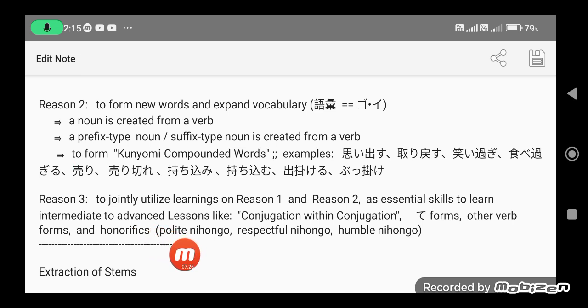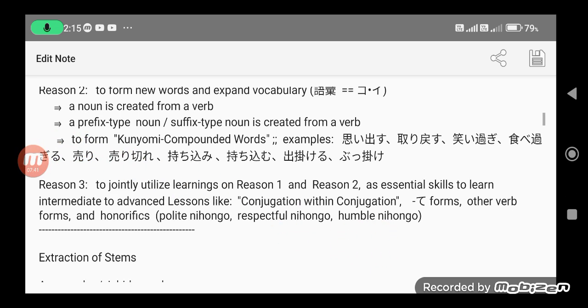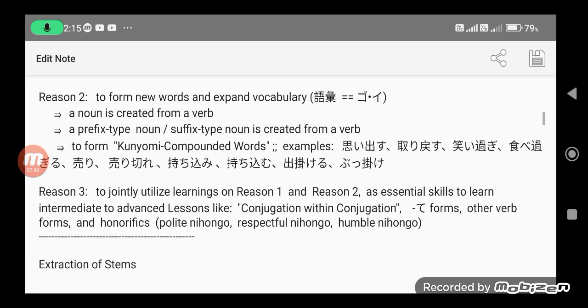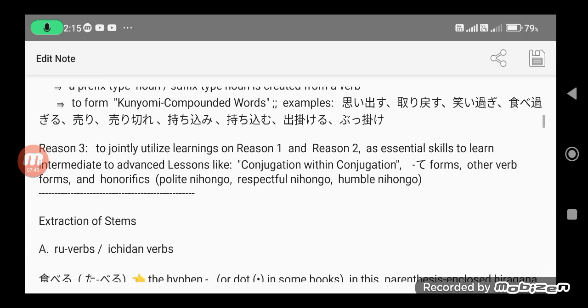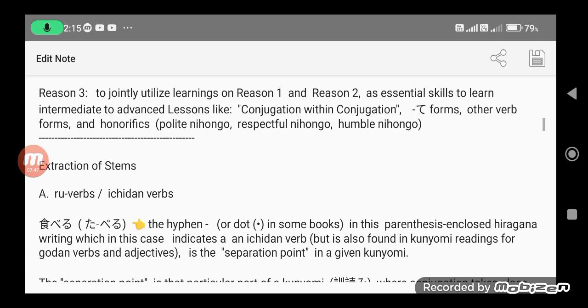Polite nihongo is teinego. Respectful nihongo is sonkeigo, and humble nihongo is kenjogo. Okay, so extraction of stems.